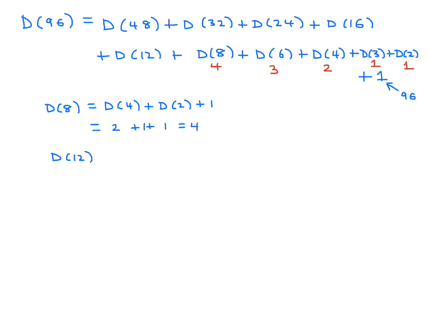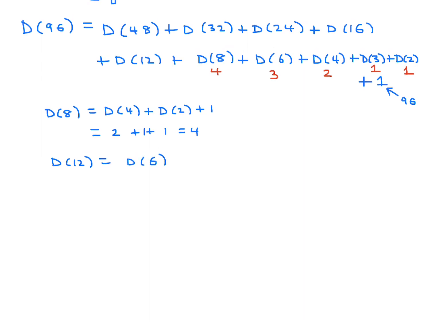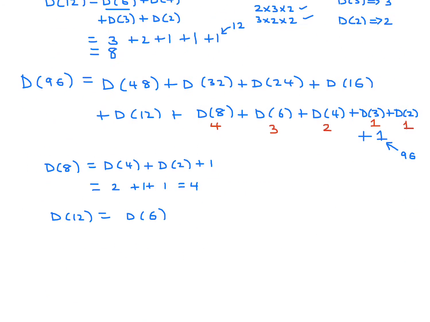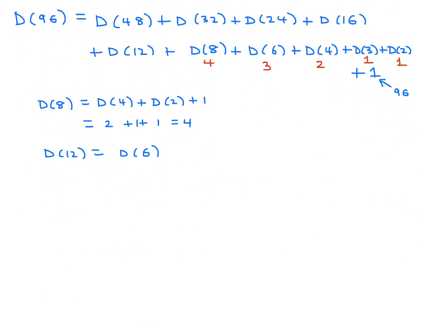And now we have D12. D12 actually we just did. So that was 8. I don't need to go through that whole thing then. It's just 8. So I did that in the primer. Great. So that's 8 right there. All right, moving right along.